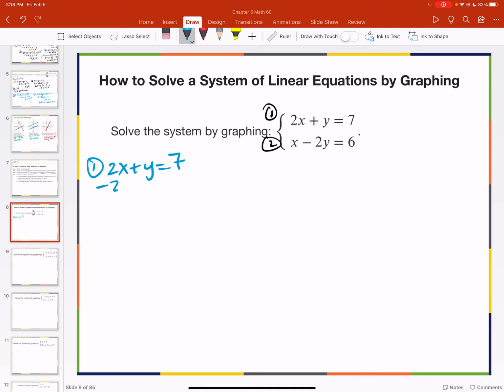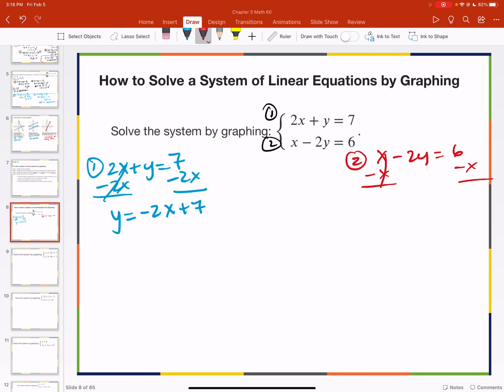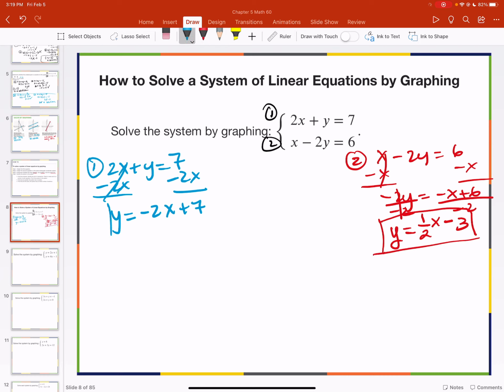You could do it a different way, but I think this is easier. For the first, I have y equals negative 2x plus 7. Let me do that for the second one. I have x minus 2y is equal to 6. So minus x, I get negative 2y is equal to negative x plus 6. Divide everything by negative 2. I get y is equal to negative x over negative 2, which is 1/2 x, and positive 6 over negative 2 is negative 3. So we have these 2 lines now in a nice order.